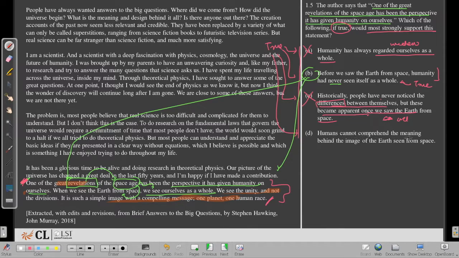Humanity cannot comprehend the meaning behind the image of Earth seen from space. If humanity cannot comprehend, how can it reveal? So therefore, this is not the answer choice. Ladies and gentlemen, B is the answer choice.